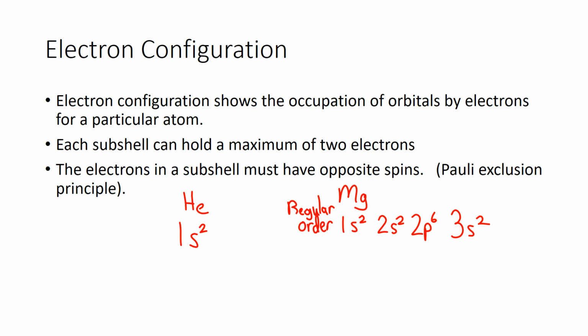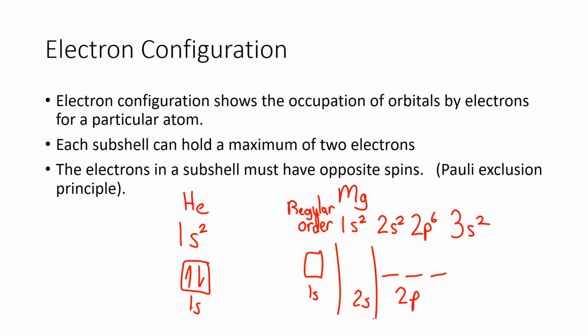I could represent this as an orbital configuration as well. So helium's easy. Orbital diagram for helium looks like that. Orbital diagram for this one, I have my 1s, I have 2s, I have 2p. I'm not going to draw the full boxes. I'm just going to do dashes for it. And then I have 3s like this.